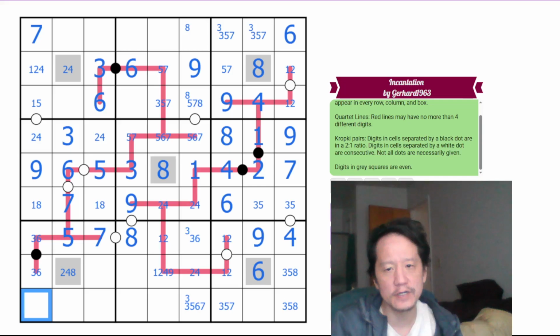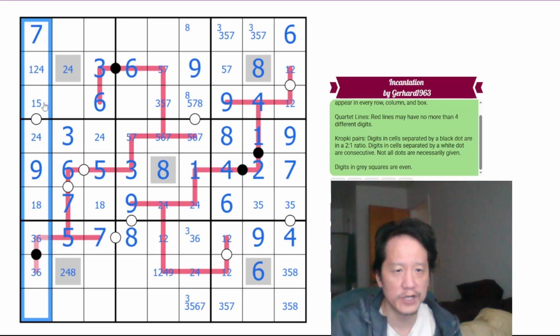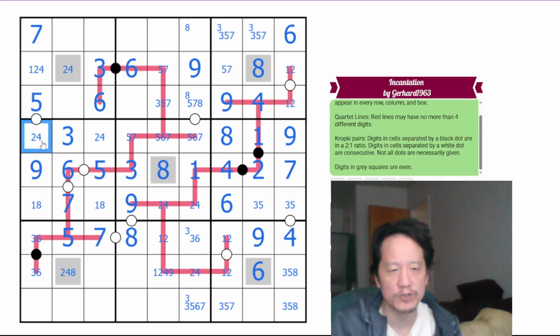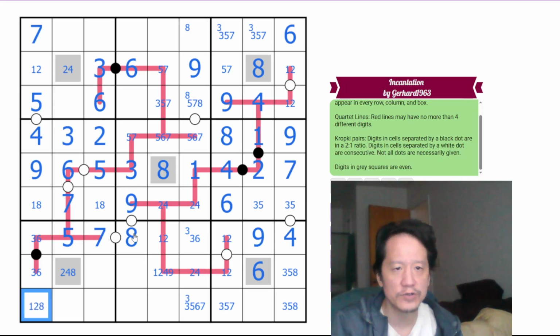Remaining digits here, it cannot be 5. Where's 5 in column 1? It has to be here. So this is 5, which makes this a 4, which makes that a 2. This 4 eliminates 4 from being here. This can be 1, 2, or 8. We don't know which. This 5 means this can't be 5, and this can't be 5.